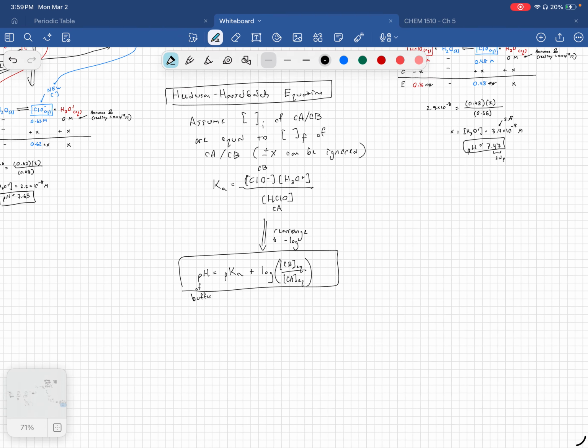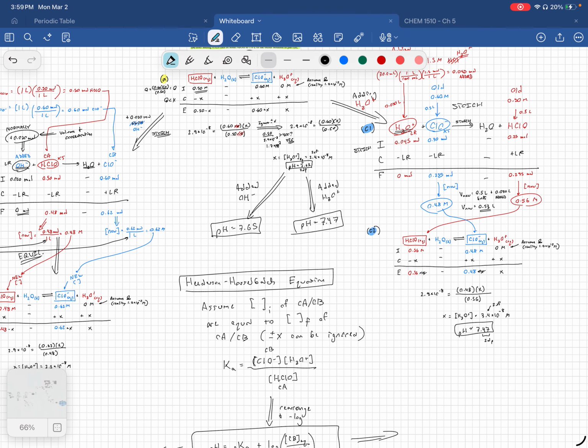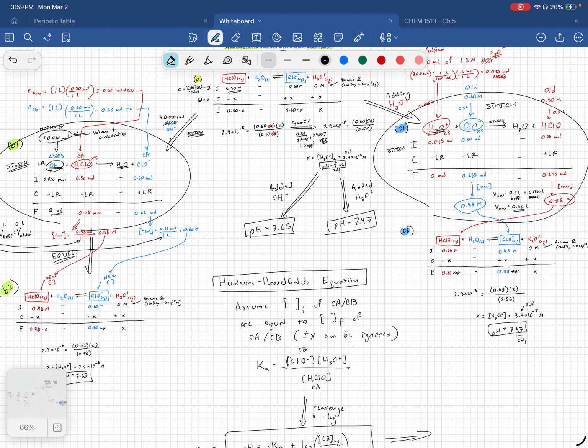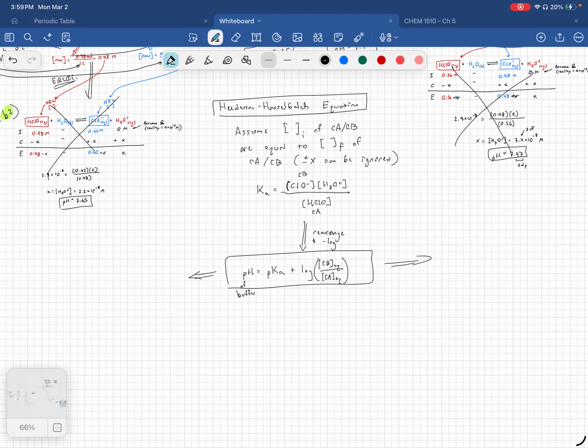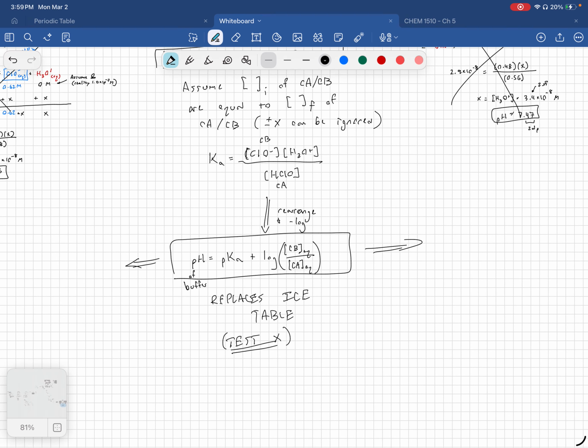Well, first off, let's do these two problems again with our added acid and our added base. We would still need to do the top part on both sides. What this replaces is the ice table. But again, you must test x. x must be insignificant for this equation to work.